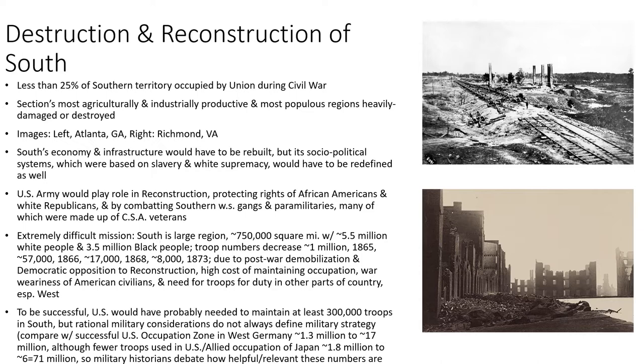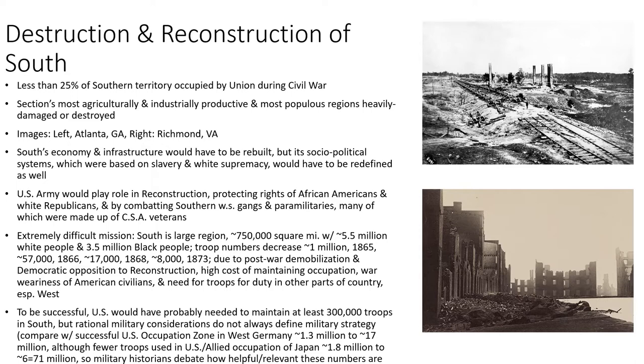This is an extremely difficult mission. The South is a large region of about 750,000 square miles. It has a population at this point of about 5.5 million white people, most of whom are going to be very hostile to the United States. And it has a population of about 3.5 million black people who are going to be sympathetic to the U.S. Army.